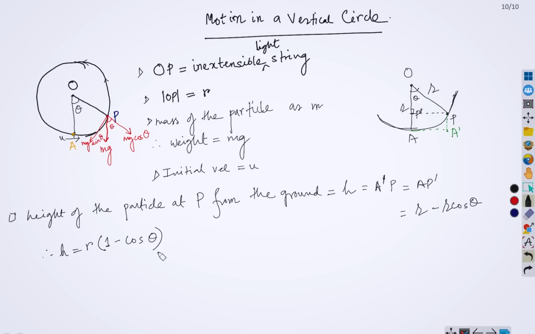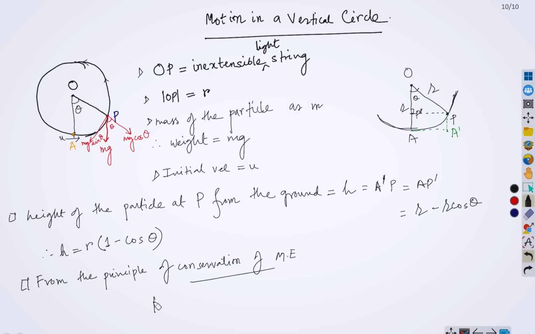Now we will apply the energy conservation principle at point P, because there are no external disturbing forces like friction. Therefore we can easily apply conservation of mechanical energy. From the principle of conservation of mechanical energy, we can say that the mechanical energy at point P would be equal to the mechanical energy at point A.